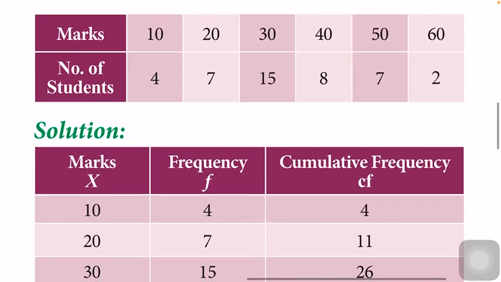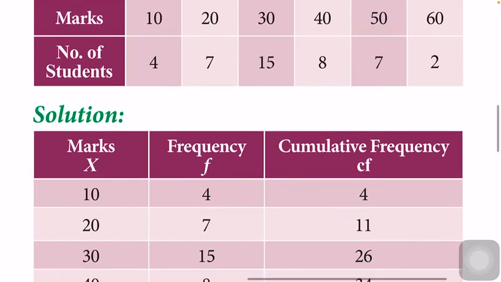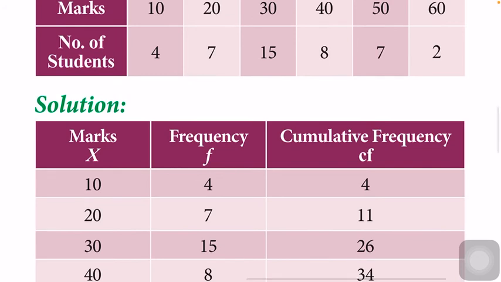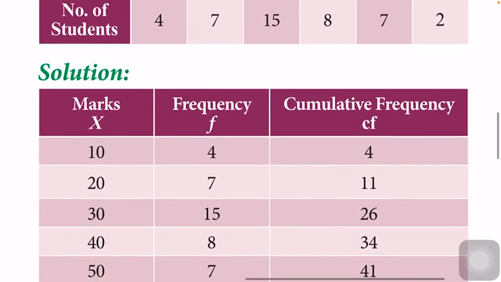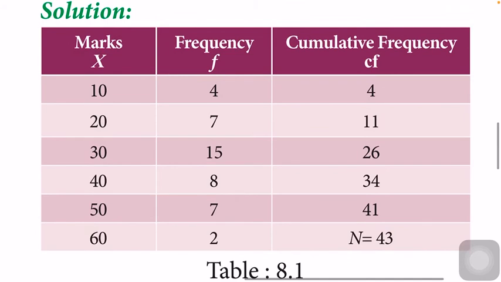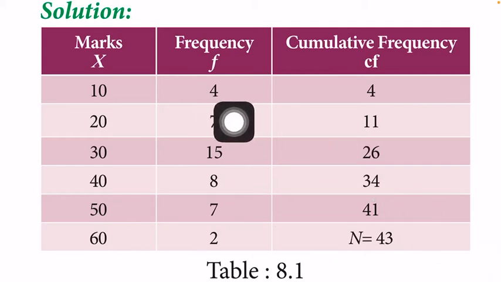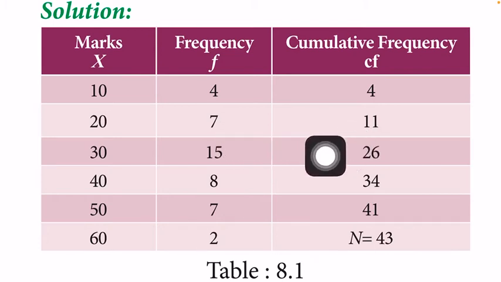So, marks 10 and its frequency 4. Marks 20 it is 7, marks 30 it is 15. For 40 it is 8 and for 50 it is 7 and for 60 it is 2. We have to find the cumulative frequency. How will you calculate? The first value should be written as it is. So, if 4 is here, you have to write 4. What is the next value? It is 7. Now, you have to add these two. 4 plus 7, 11.